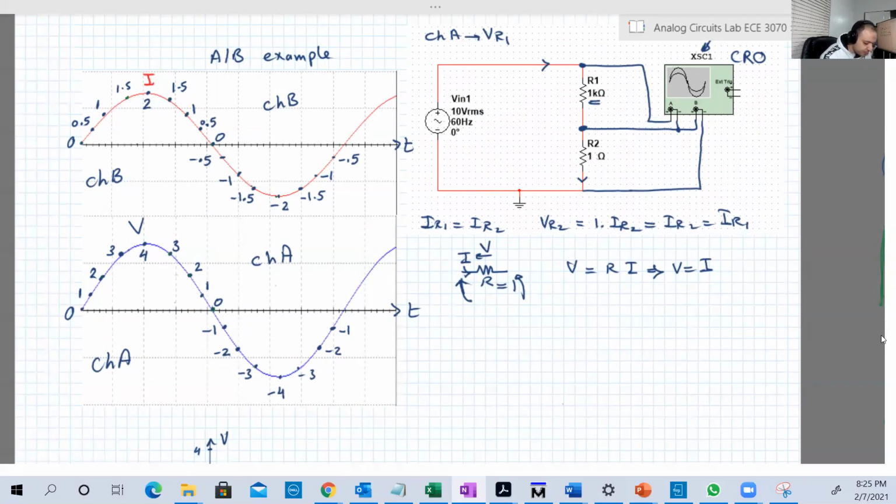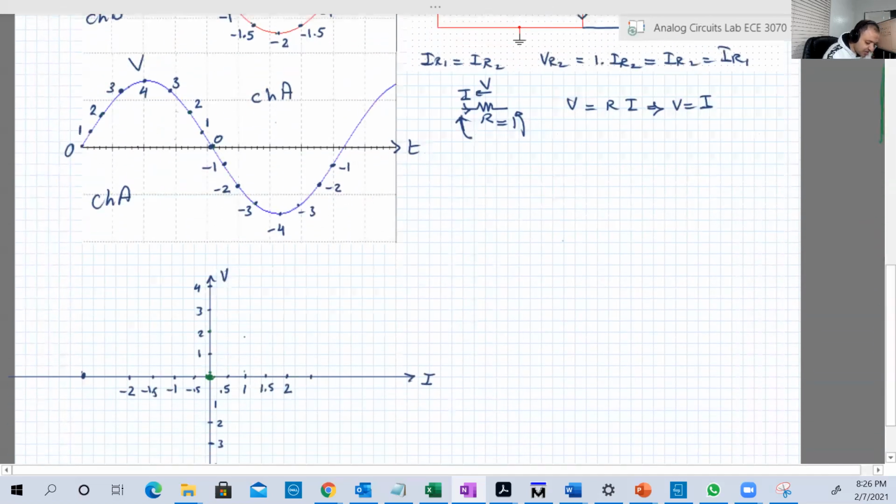So for example, let's start from that point. You cannot start from anywhere. I will let you start from anywhere and you will get the same results that I'm gonna get now. So let's start from here. So here I is 0 and V is 0. So now the oscilloscope will draw or light up a point on the screen at the location 0, 0.